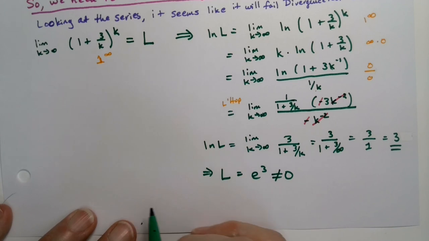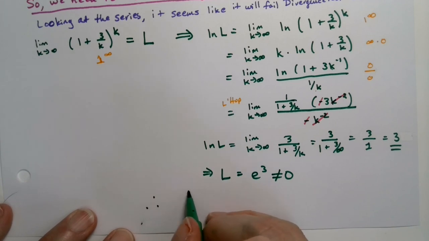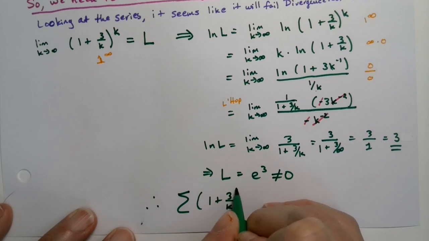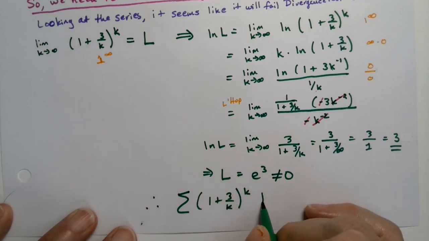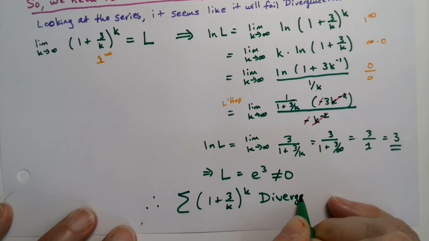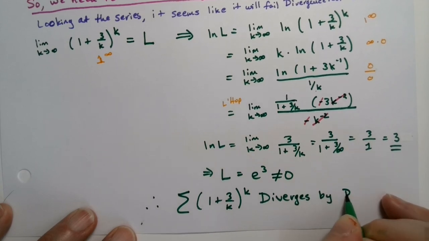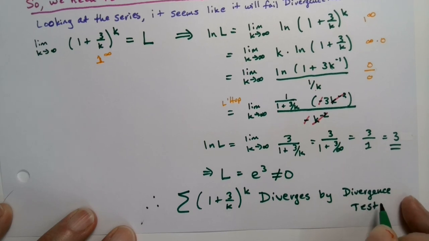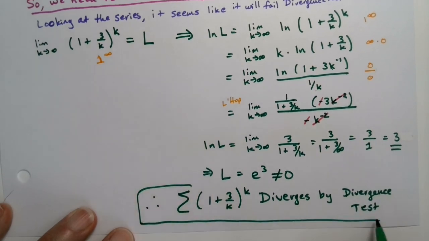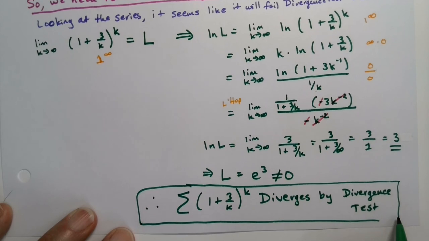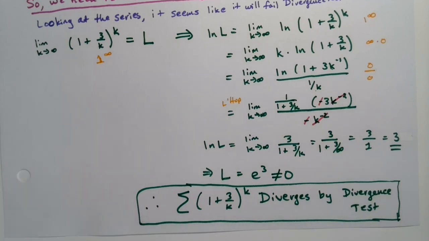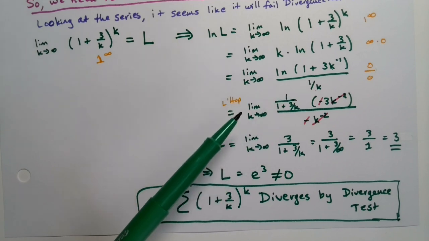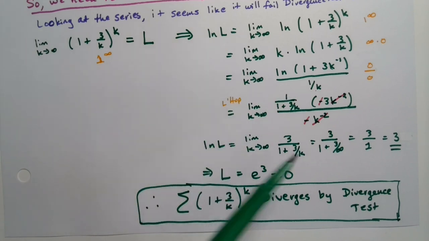And therefore, my series, which was 1 plus 3 over k to the k, diverges by the divergence test. Because the limit, as we went to infinity, was e cubed. But we had to do a lot of L'Hopital's rule to get there. Well, actually a lot of algebra manipulation to be able to use L'Hopital's rule, and then a little bit more algebra manipulation.